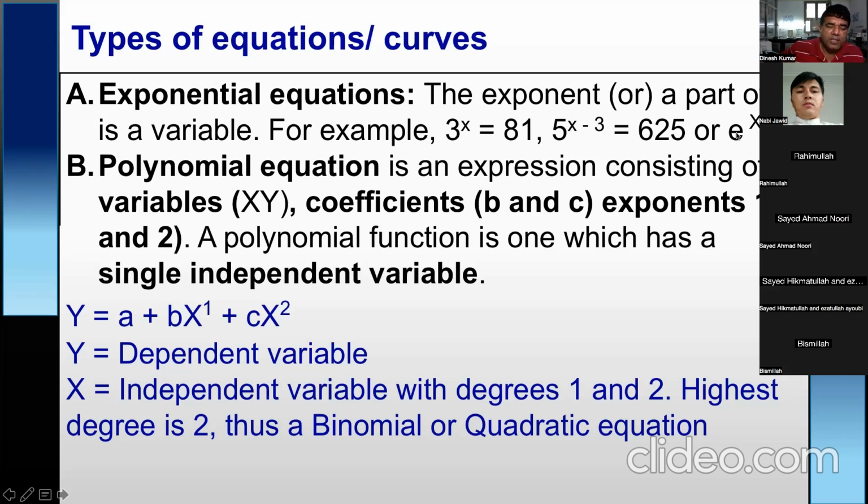Here y is the dependent variable and x is the independent variable with degrees 1 and 2. Here you can see bx to the power 1 and cx squared, so the degrees are 1 and 2. The highest degree is 2. Thus it is called a binomial or quadratic equation. Similarly, you can have cubic, quartic, quintic, or any other equation.